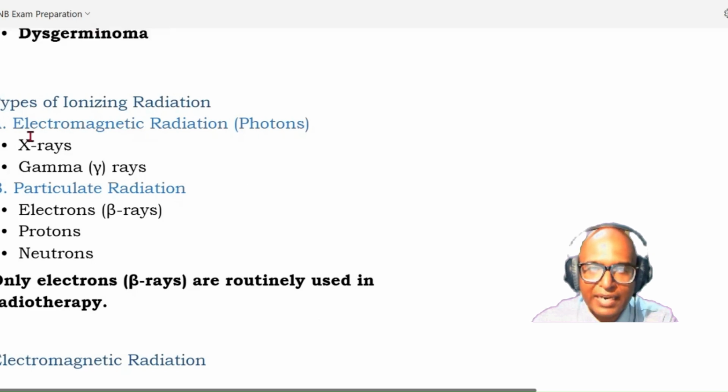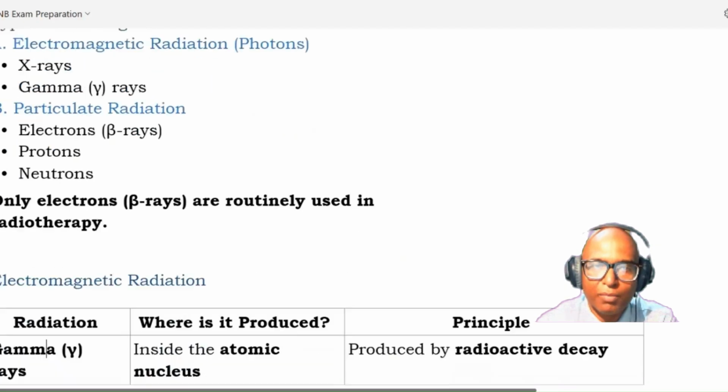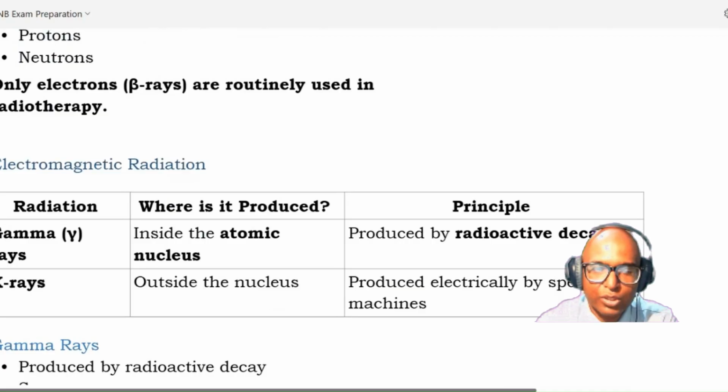So you should write about the types of radiation also. Two types of radiation, that is electromagnetic radiation and particulate radiation. In electromagnetic radiation, you have X-rays and gamma rays. In particulate radiation, mainly the electrons are used in radiotherapy. Now we will talk about the electromagnetic radiation. Two types, as already mentioned, are gamma rays and X-rays.